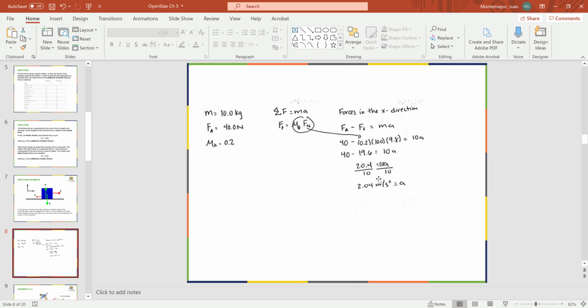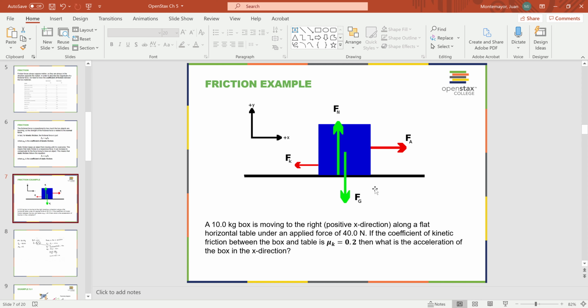So I go ahead and divide by 10. So my acceleration here is 2.04 meters per second. Now, the reason I couldn't just do 40 equals ma, my just force equals ma, was because I knew I had to take my friction into consideration.